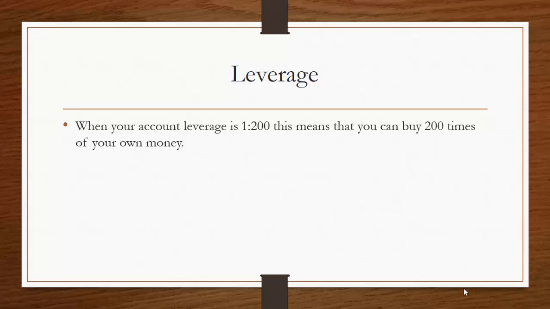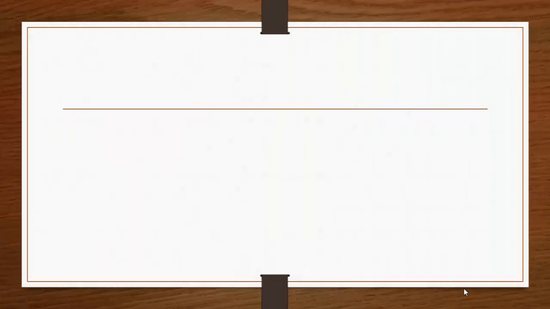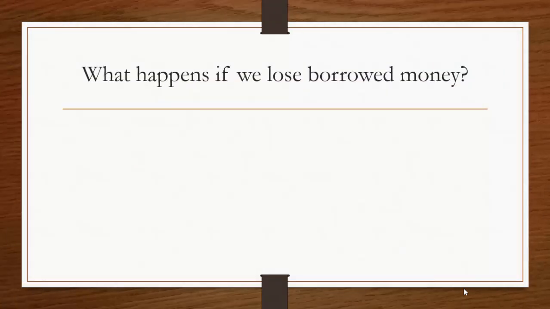This means that if your own balance is only $1,000, you have investing credit of $200,000. It's lots of money, and investing it can make you a great amount of money if you invest it correctly. But what if you go wrong? In other words, what happens if we lose borrowed money?